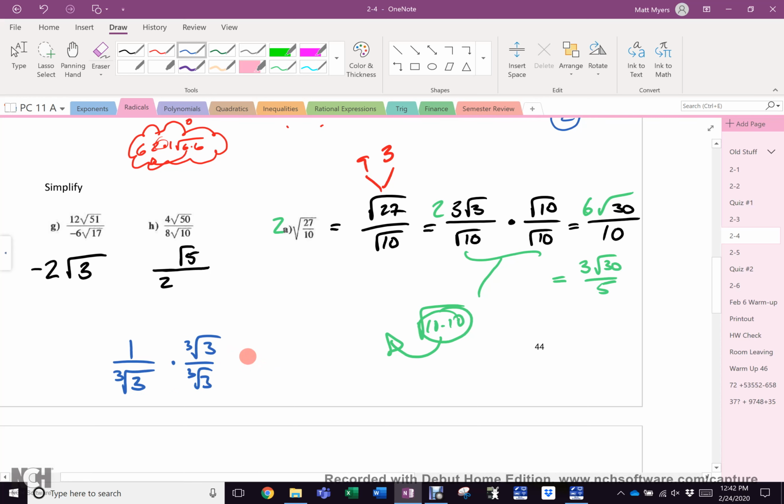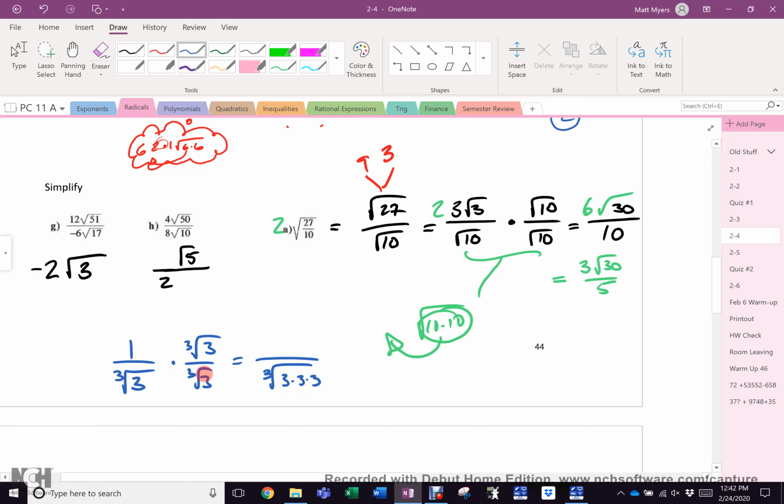So, think about it. Your goal is to get rid of this cube root, yes? So what does that mean you have to have under there? If I want to get rid of a cube root, what has to live in the radicand? A group of what? 3. A group of 3. So this would have to be 3 times 3 times 3, wouldn't it?